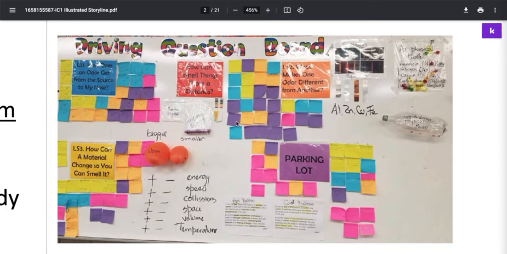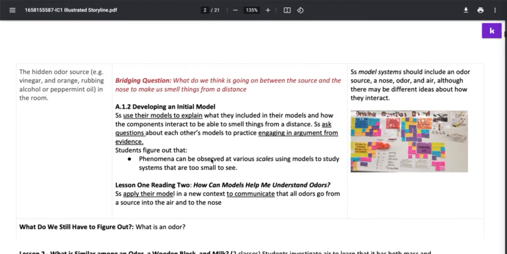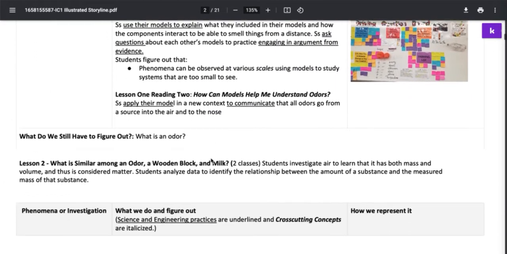This particular driving question board does not have many artifacts. I would strongly recommend including way more. There's lots and lots of cool, interesting labs that you do in this unit. So I strongly recommend that you take pictures of things and post them up on the board. Very, very helpful. All right, so that's lesson 1.